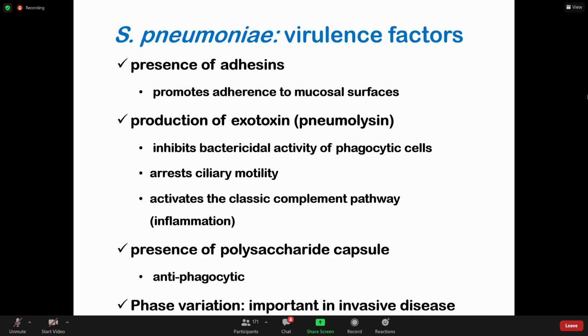With inflammation, you're going to have occlusion of the drainage passages. Then the presence of polysaccharide capsules prevents phagocytosis. Another feature of Strep pneumo is phase variation, which is important in invasive disease.